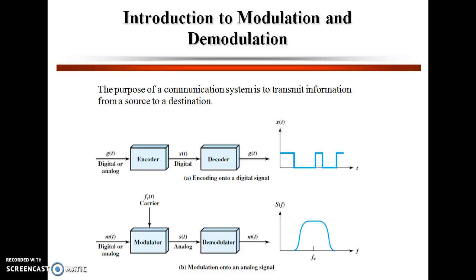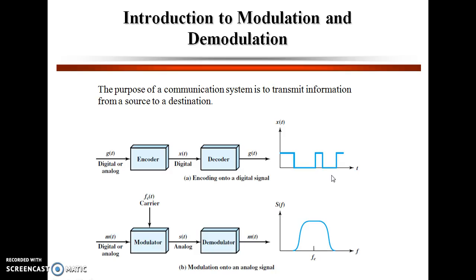So we'll first see the introduction to modulation and demodulation. From the analog modulation techniques you must be knowing that the purpose of a communication system is to transmit information from a source to a destination. As shown in the figure here, the digital or analog signal is passing through the encoder. Through the communication channel, the decoder will be at the demodulation system. It will be decoding the signal here and will get the output like this as the digital signal. So that is the encoding process we can say.